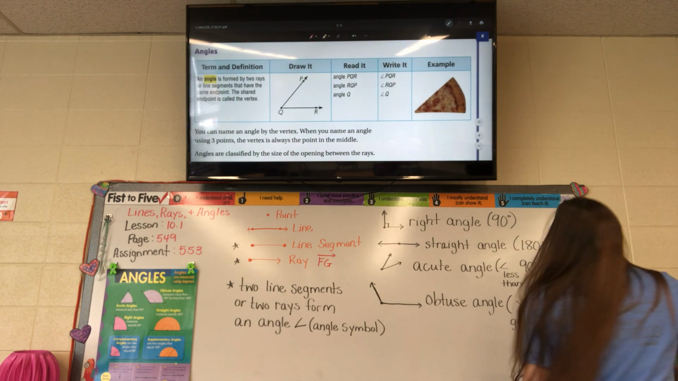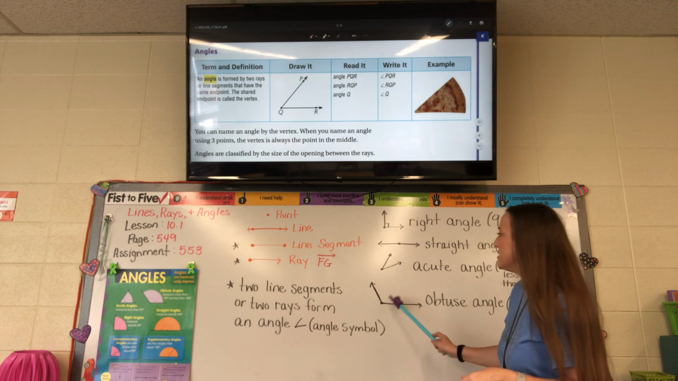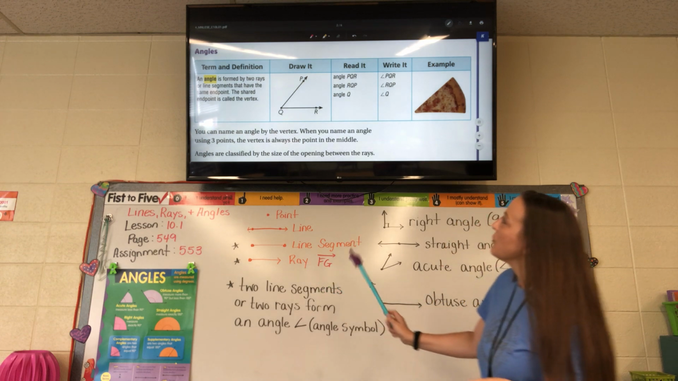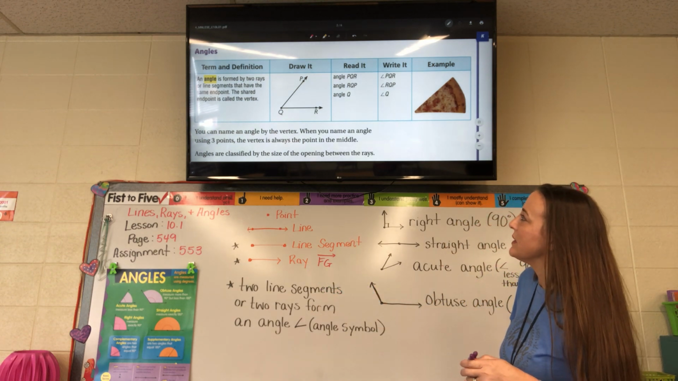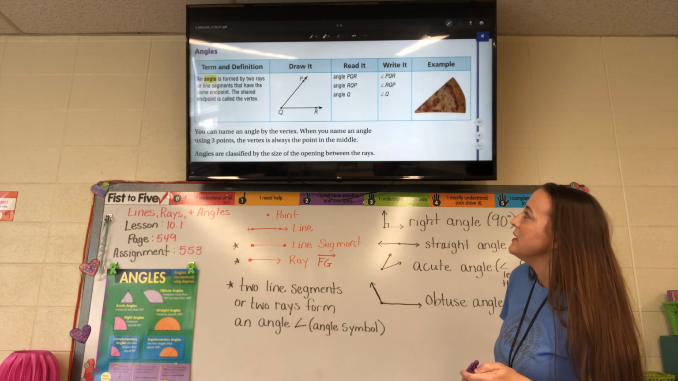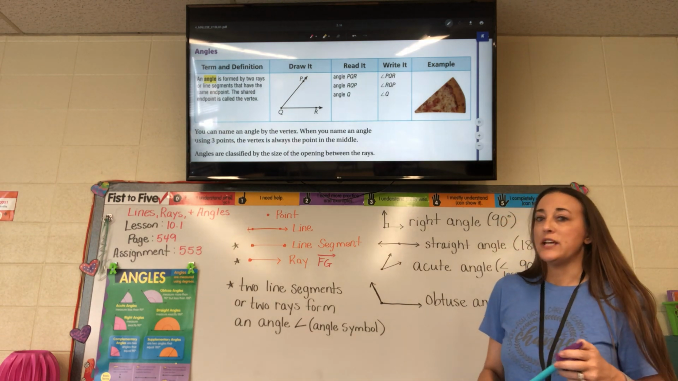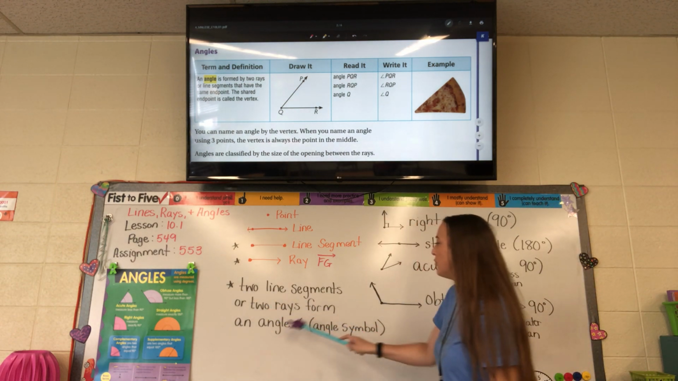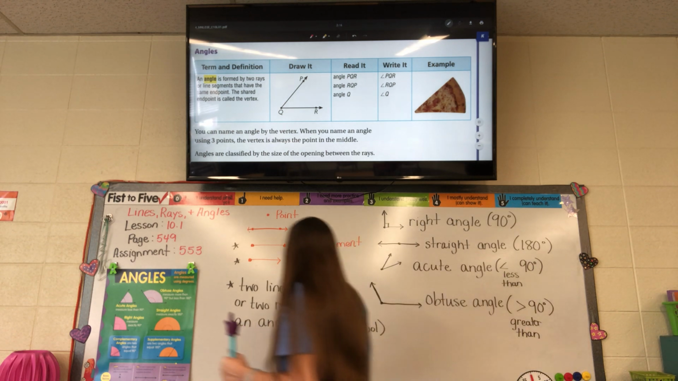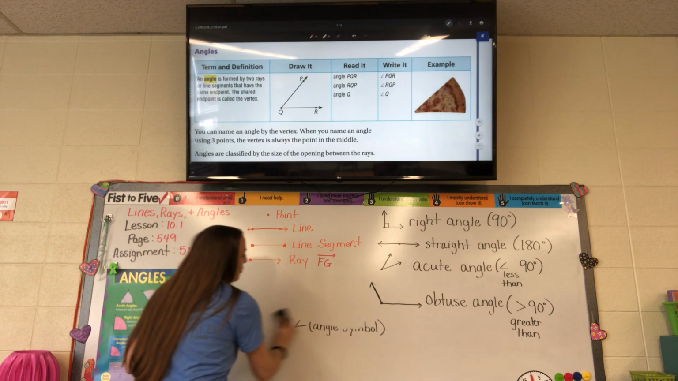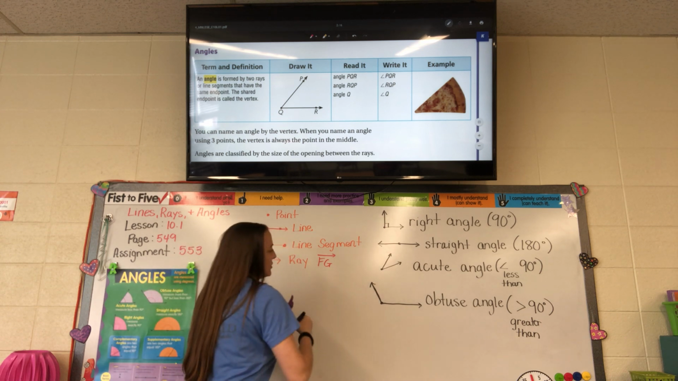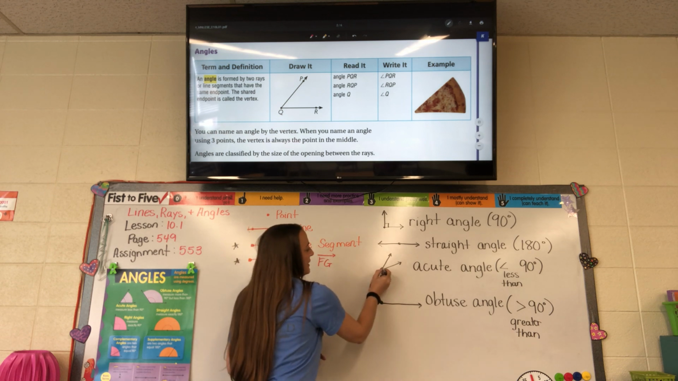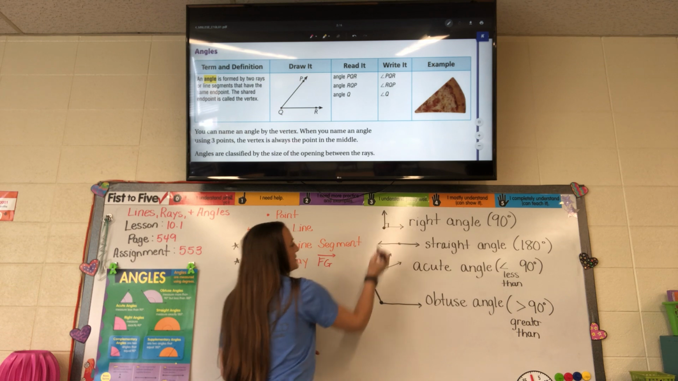All right, here we go. Now we're going to talk about angles. Now here's some angles I did over here. An angle is formed by two rays or two line segments that have the same endpoint. The shared endpoint is called the vertex. So I wrote it down here. Two line segments or two rays form an angle. The shared point is called the vertex. So for example, in this angle, here's the vertex. Here's the vertex.